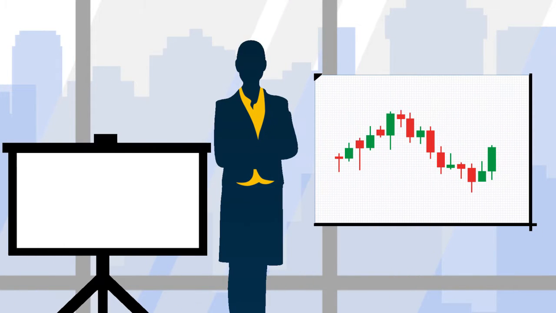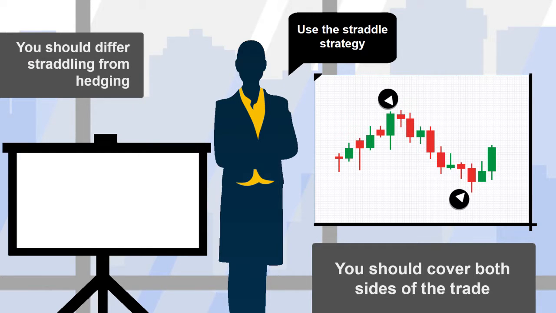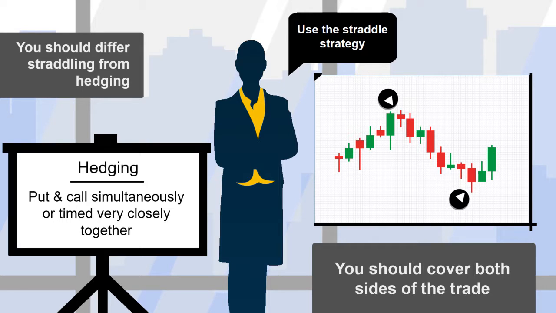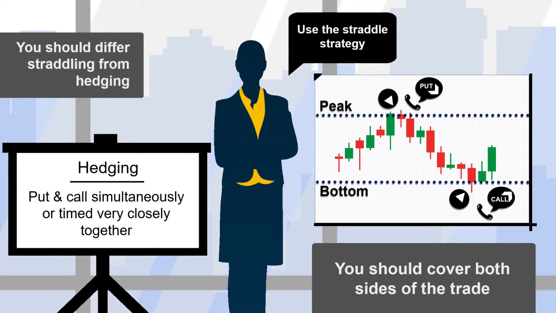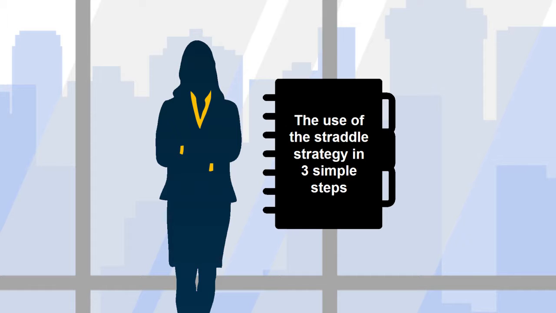This may sound like you're hedging your trade, but the key difference between hedging and straddling is the fact that the former requires you to cover both positions, for example, put and call simultaneously or timed very closely together. With straddling, you are required to place your trade at its respective peak and bottom of the price trend. In this short video, we will see how this is done.